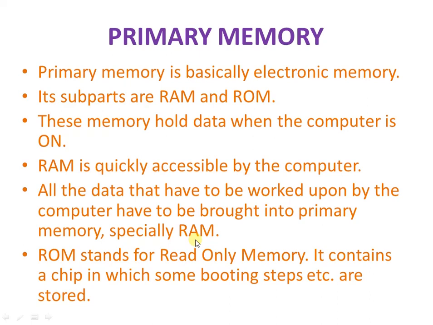Now ROM is also a part of primary memory. These are small chips which are contained in the CPU, and it contains a chip in which some booting steps are stored. Whatever information is required at the time of booting up, booting meaning the starting of a computer when the operating system is loaded, at that time we require some important information, some important steps. All those steps are contained in these ROM chips, and they are placed at the time of manufacturing.